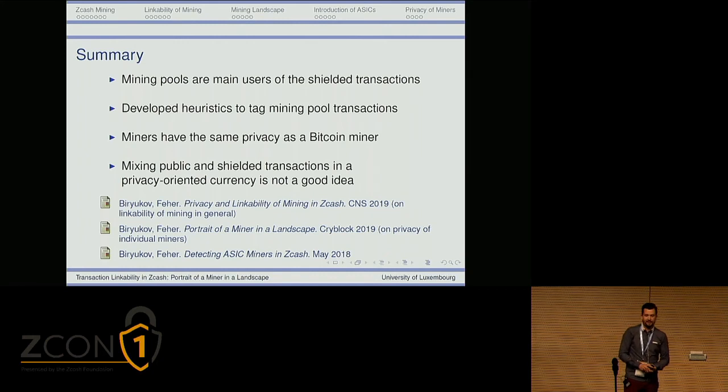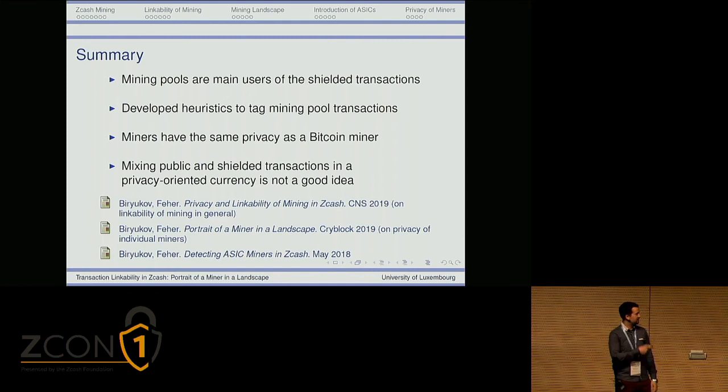So to summarize very quickly, we showed that mining pools are the main users of shielded transactions, and we have developed heuristics that can tag these mining pool transactions very well. We have also shown that even if you mine in Zcash, you have basically the same privacy as if you were mining for Bitcoin, for example. And finally, as a general note, as we probably all know, mixing public and shielded transactions in a privacy-oriented currency is not usually a very good idea. Thank you.